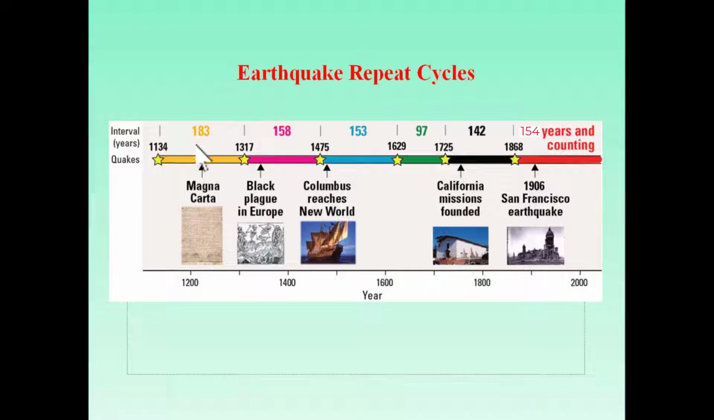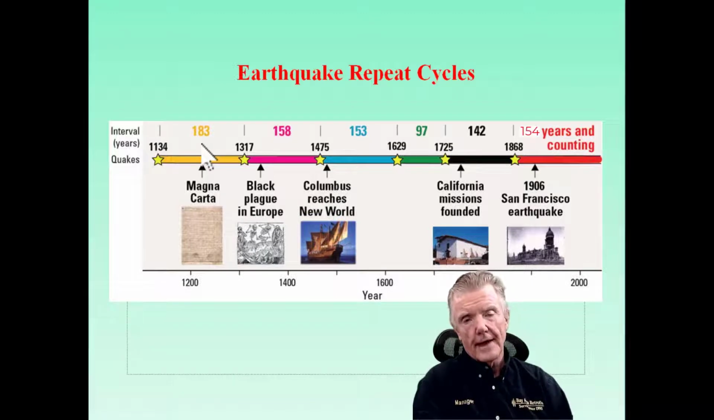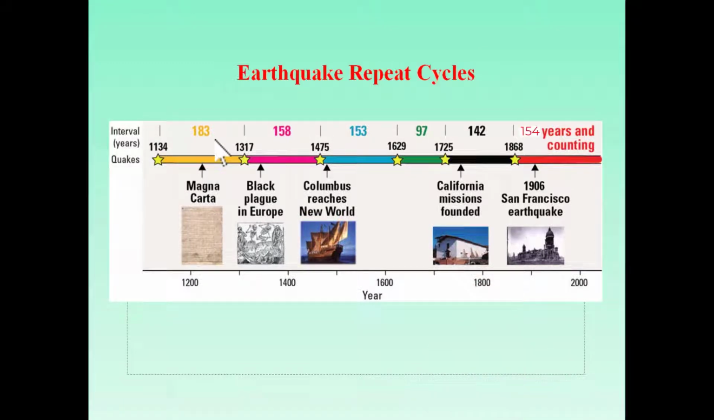So between 1134 and 1317, it was 183 years. And by the way, they figured this out by going to the Hayward Fault and digging lots of trenches, and when they dug the trenches, they could tell when the big earthquakes were, and the distance between the times. So then if we come over here, 1317 to 1475, we have 158 years. Then over here we have 153 years, and 197 and 142. And right now, between now and 1868, which was the time of the last big one, it's 154 years.